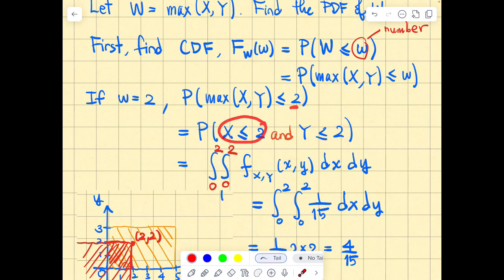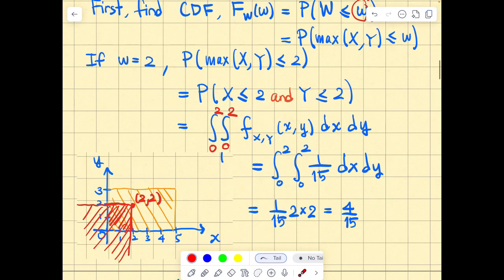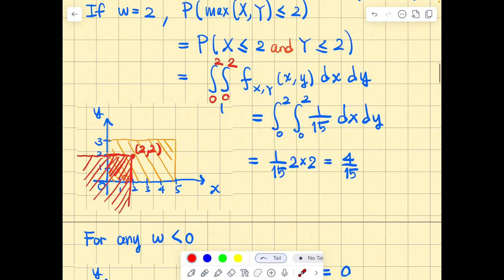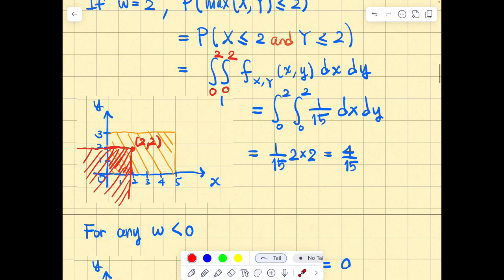This is the case because we say that the maximum of the two has to be less than or equal to 2. That means both of these cases must be true, right? X has to be less than or equal to 2 and Y has to be less than or equal to 2. Now, how do we find this probability? Basically, we want to use the joint PDF. So remember, the joint PDF looks like this orange rectangle. Anything outside is going to be 0.